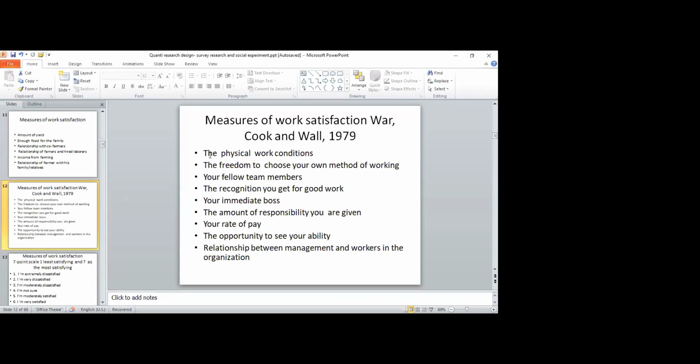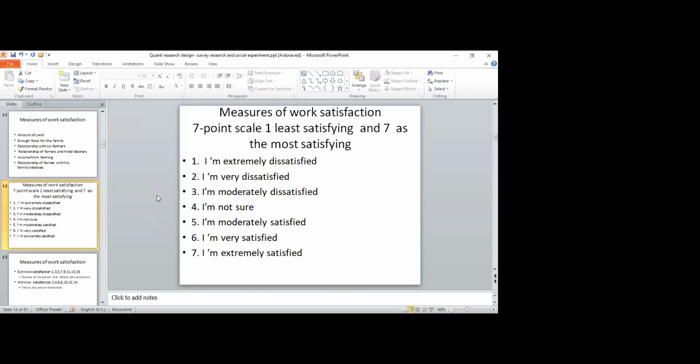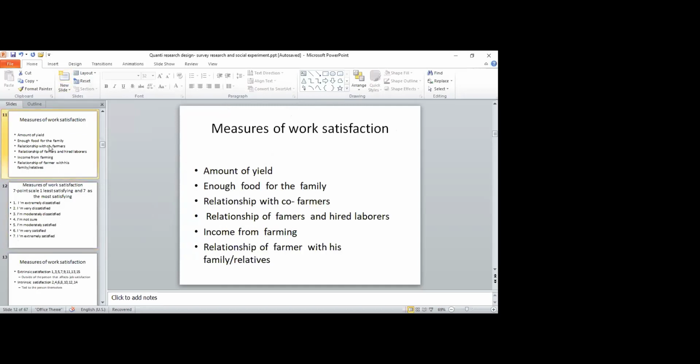I'll delete these slides because now, how are you going to do that? The measure of satisfaction can be using a 7-point scale. 1 is I am extremely dissatisfied. 7 is the most satisfied. So how do we do it? Okay, so from this one, we will make statements. So what kind of statement can we make about amount of yield?